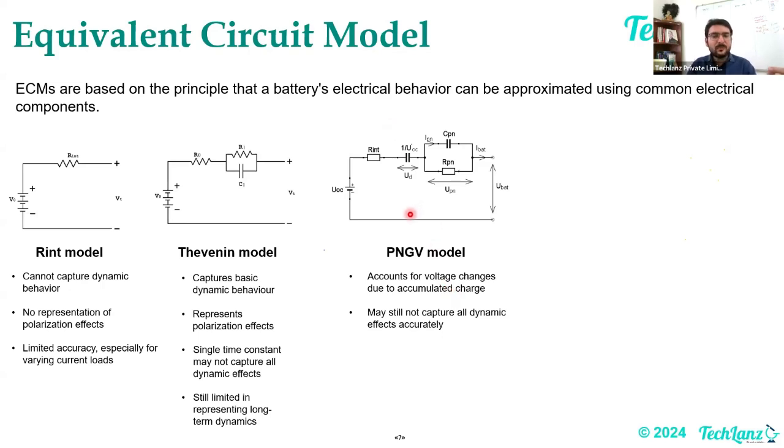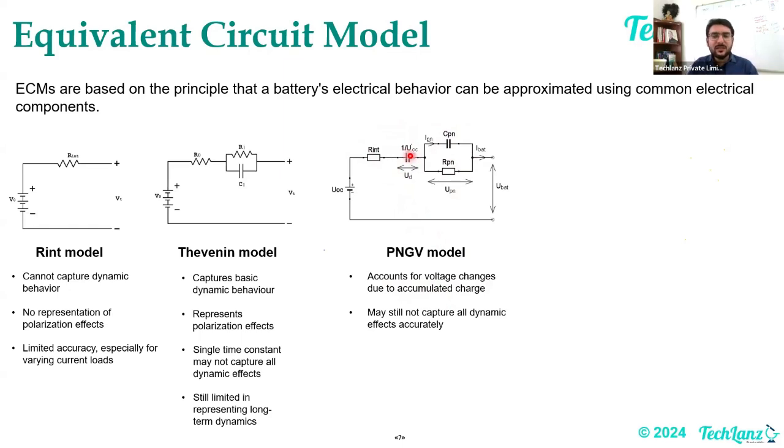Coming back to this, in the PNGV model, apart from the series resistance and one RC network, the scientists added one more capacitor in between, which helped to model the voltage changes due to the accumulated charges. Accumulated charges means when charge is accumulated on the battery pack during its response. That time this capacitor helped you to model that, but still it was not so accurate.